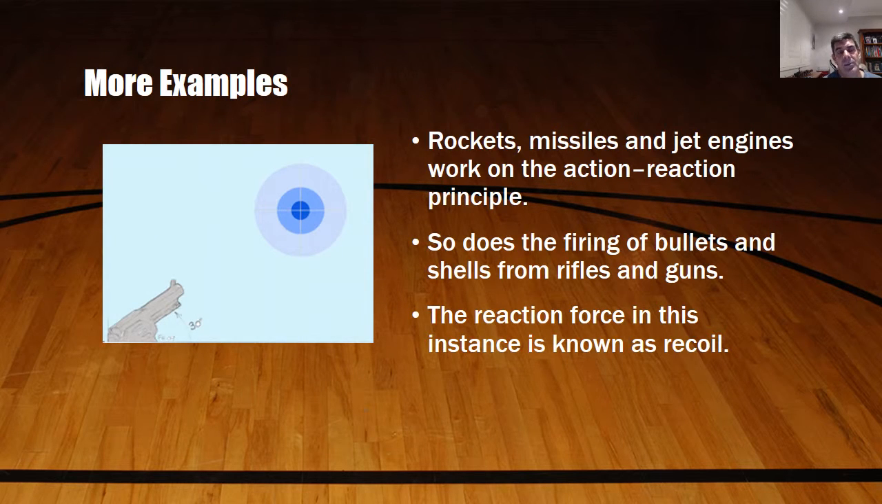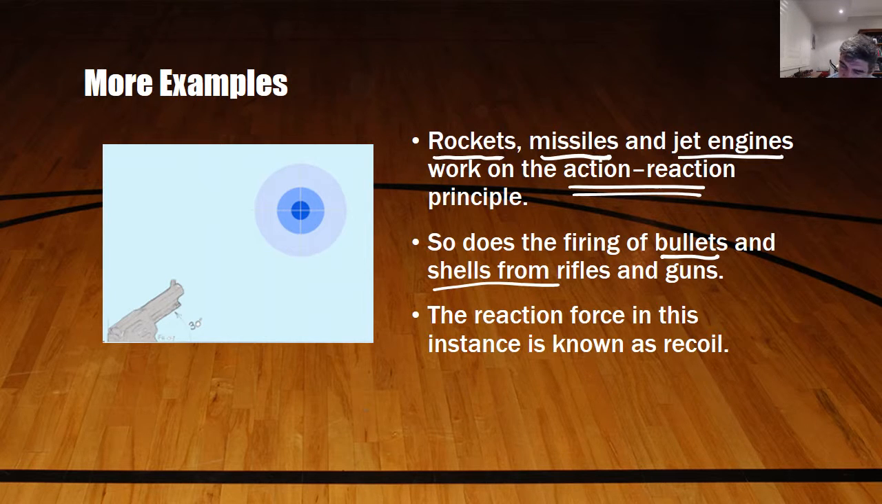The primary examples, as I mentioned, are rockets and missiles, which have a huge amount of force driven from one side of them, which projects those projectiles in the opposite direction. Jet engines are the same, and all of these rely on the action-reaction force pair principles. And so does the firing of bullets and shells from different guns.